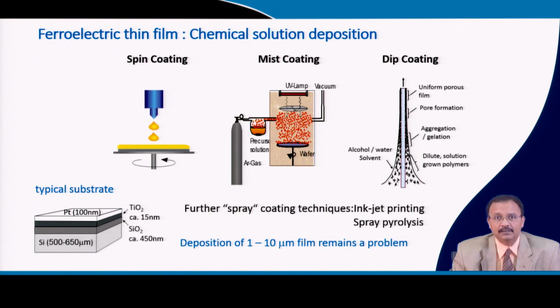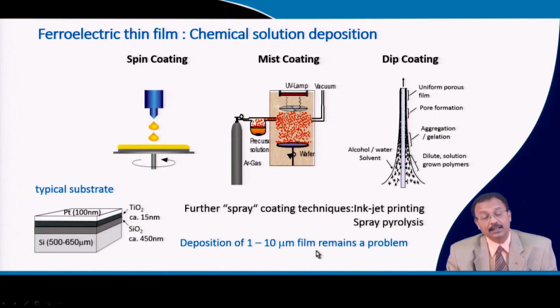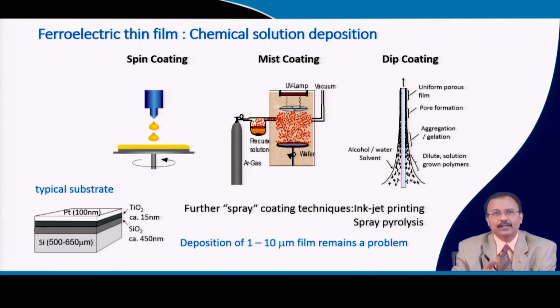So, some other thing need to be done, and also this 1 to 10 micron film, that is too thin as compared to your tape casting or stuff like that, or screen printing. So, I introduced earlier the electrophoretic deposition, that also can be used, but there are very few techniques that is available which can grow film which is in the range of 1 to 10 micrometer.